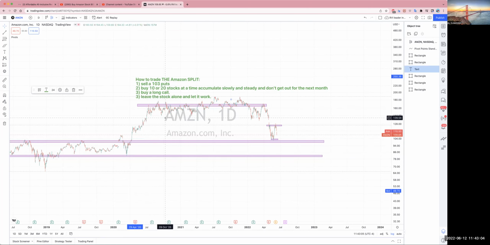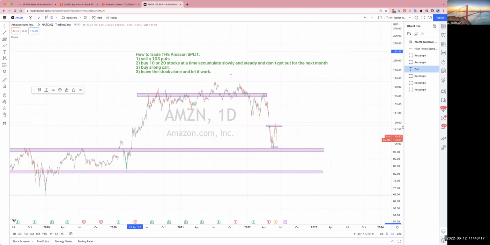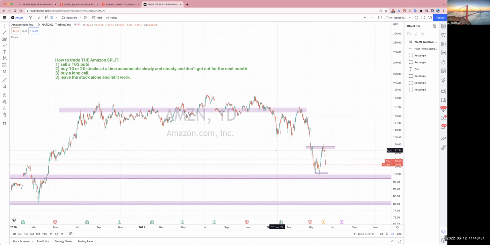So I have here three scenarios where you can trade the Amazon split in an uncertain market like the one that we're dealing with right now. We have everything going down so far, except for inflation, of course, which keeps going up. The housing market keeps going down, and prices keep going up, gas keeps going up. So inflation is really scary right now, and people are really worried about what's going on. So what do we have here?